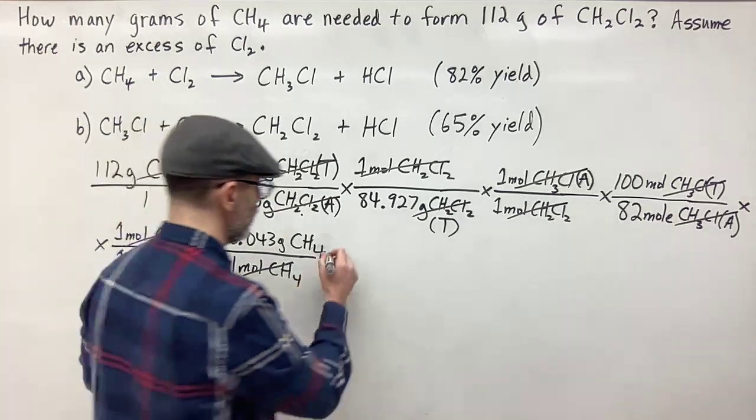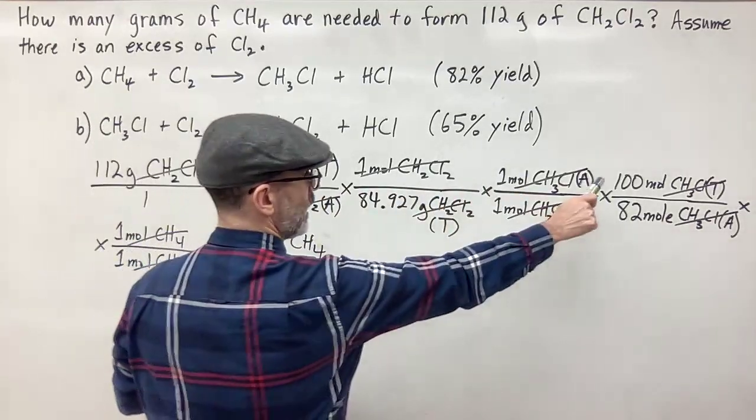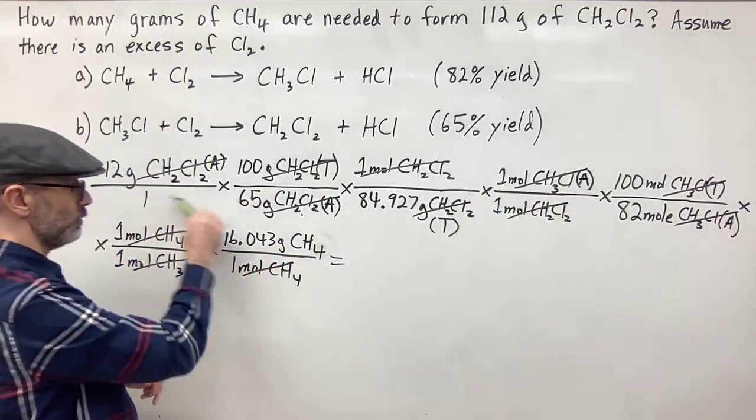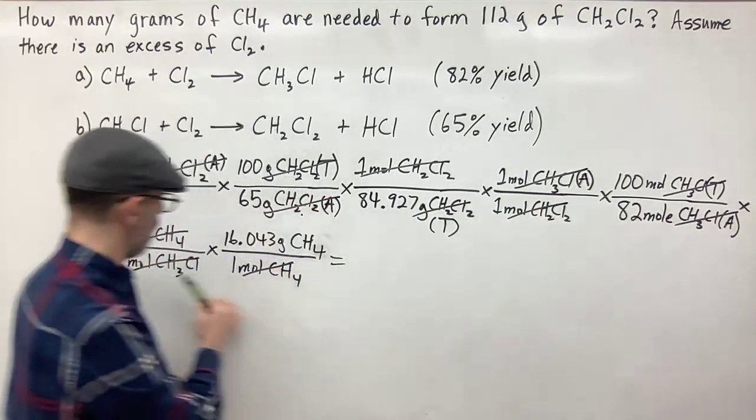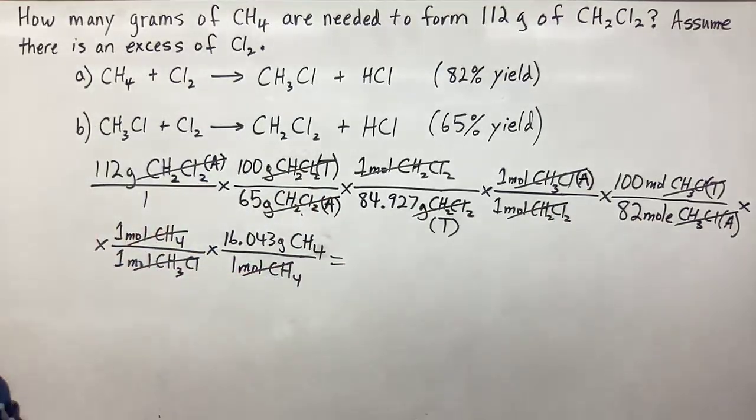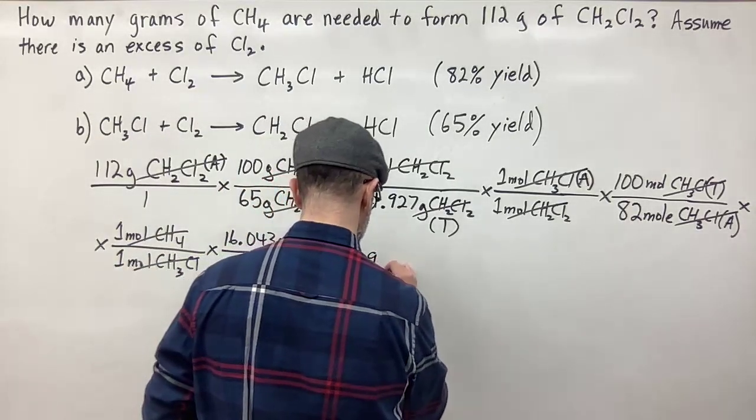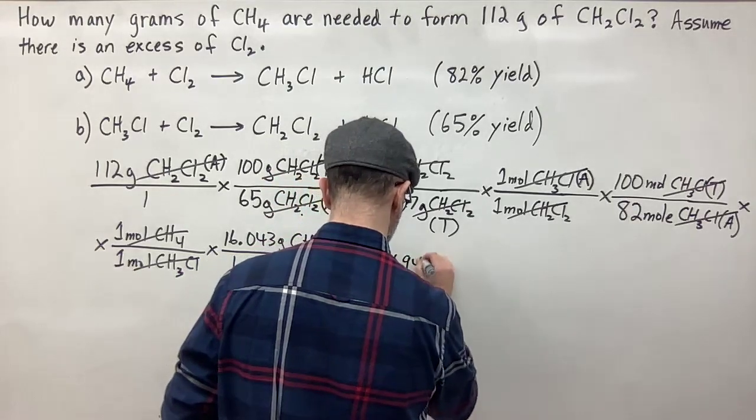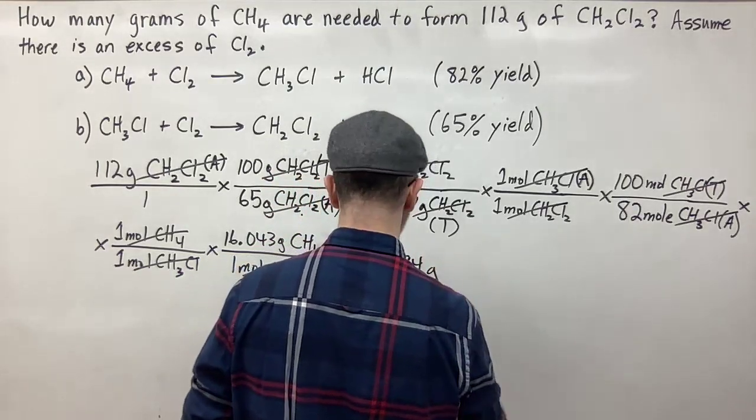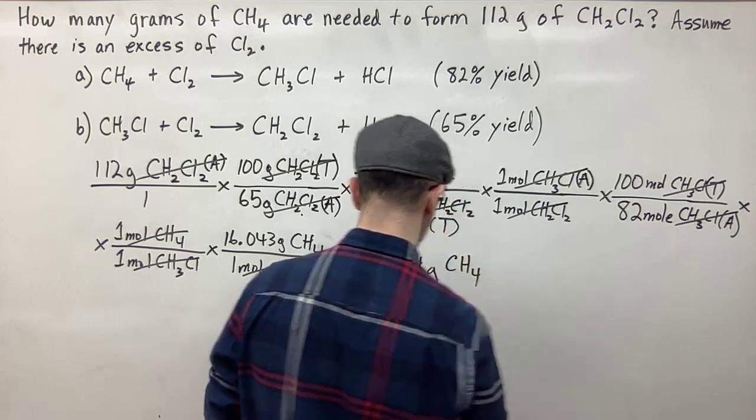And so when we do that, all we need to do now is multiply by everything on the top, divide by everything on the bottom, and we get our answer. And when I do that, I get 39.694 grams of the methane, CH4.